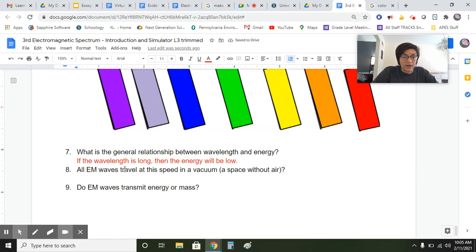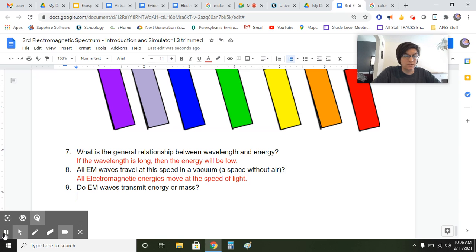All electromagnetic waves travel at this speed in a vacuum. Does anyone remember? But it is, all waves move at the speed of light. So all electromagnetic energies move at the speed of light. Boom. Let me read this one.